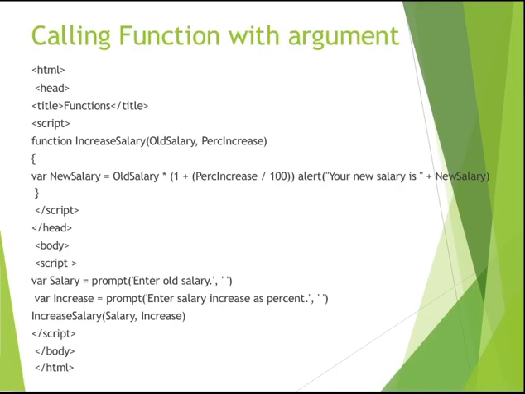So we have used prompt: enter increase as percentage. Whatever percentage the salary is increased by, we are going to take it from the user. Then call the increaseSalary function. As we said, there were two arguments, old salary and percent increase, which we are taking as prompts from the user. So pass both the arguments over here, that is the salary variable and the increase variable. Then close the script tag, close body and close HTML. Now we'll see exactly the output.